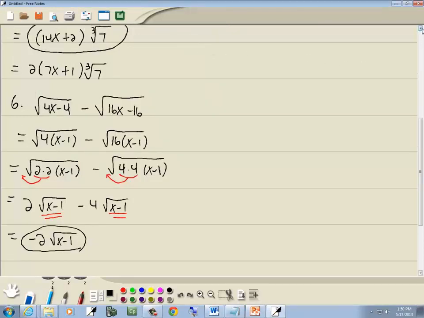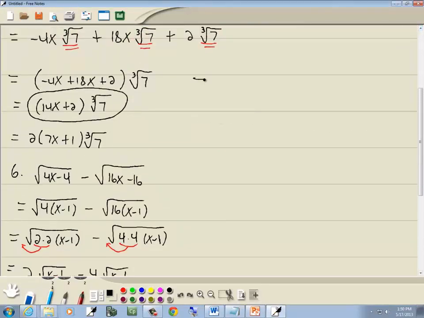Okay, let me scroll up a little bit here. I'll go ahead and do this one here. So we've got the 5th root of 32x squared plus the 10th root of x to the 4th. Now this one has a special note that goes along with it.